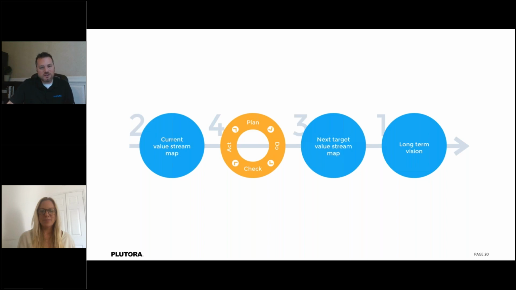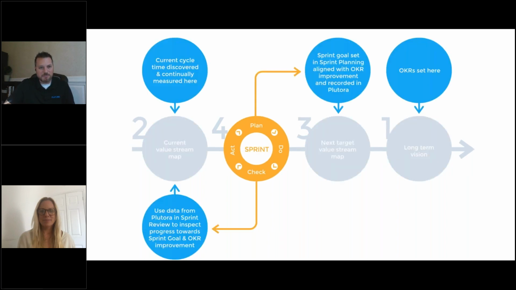Interesting. Well, and you know, you've actually expanded on this a bit as well. Yeah. So the suggestion is that there are opportunities to use all of this data in the disciplines that we all know and love in our agile ways of working. So we're already setting our long-term vision, often with things like OKRs, objectives and key results that people set at the top end. But then with our current value stream map, we discover what our current cycle time is, and then we can continually measure it using value stream management.